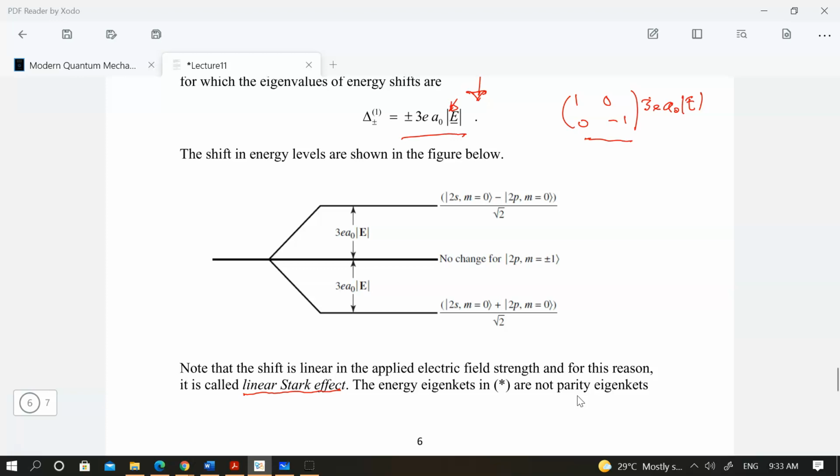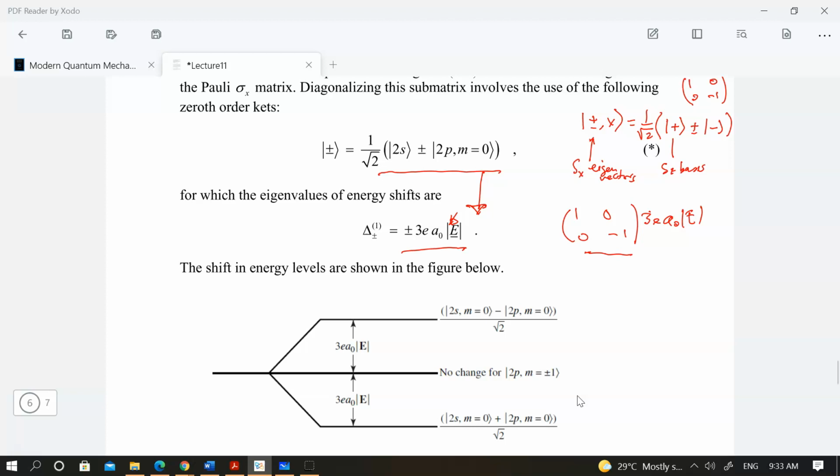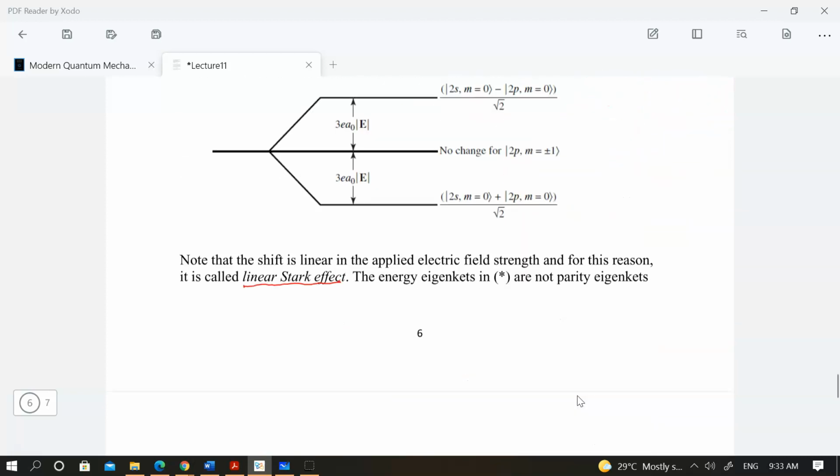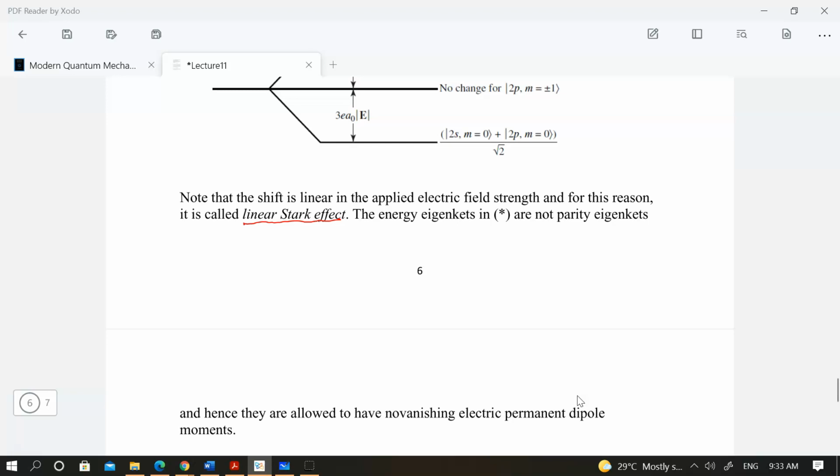Okay, and these states that we have just written over here is an energy eigenket with n equals 2, but they are not parity eigenstates. So that's why we can now have a non-vanishing dipole moment. Okay? If it's a parity eigenstate, then you have this problem of pairing up the opposite parities. But this is not, so you can have that state.